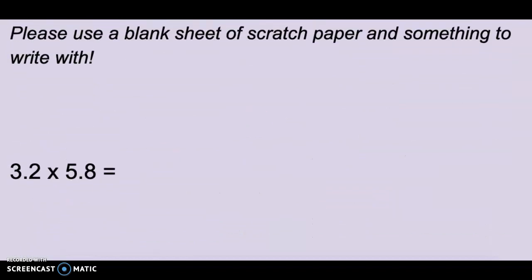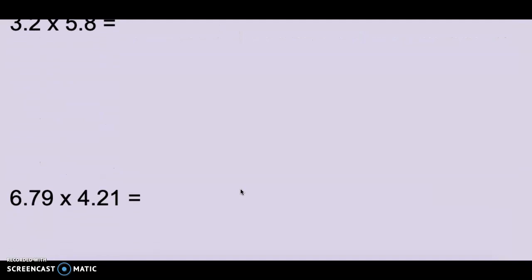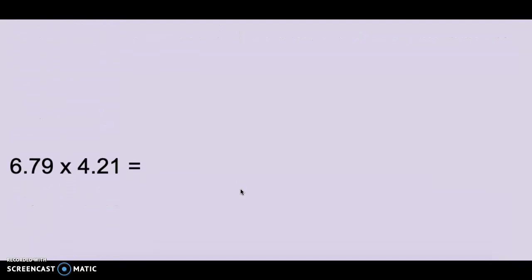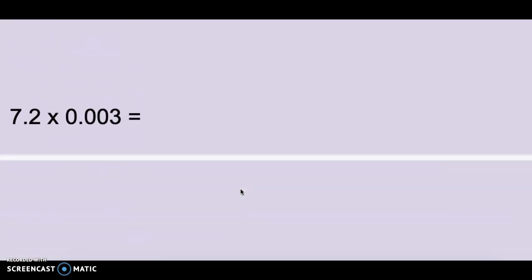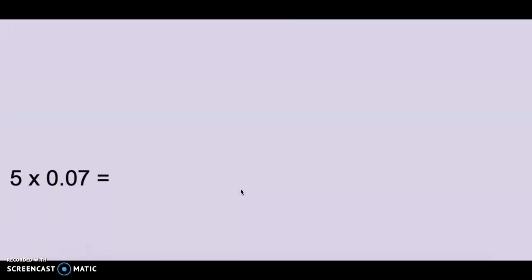Our first question is 3.2 times 5.8. Our next question is 6.79 times 4.21. Next is 7.2 times 0.003. Might feel a little bit of deja vu. 5 times 0.07.